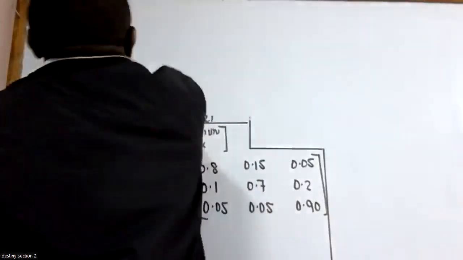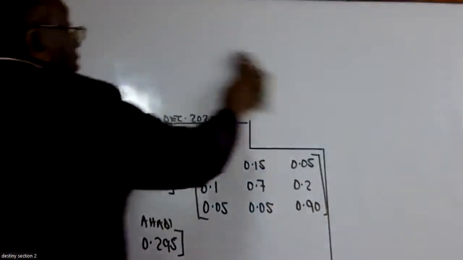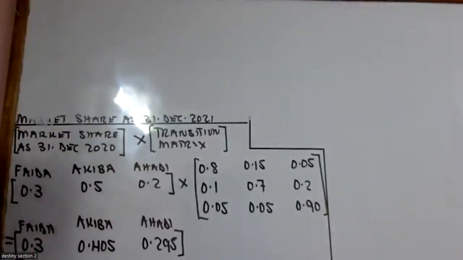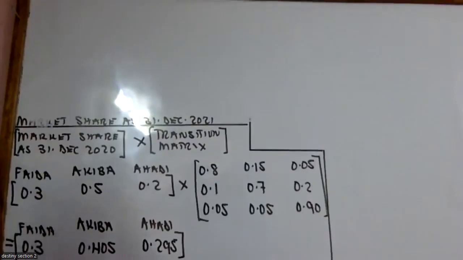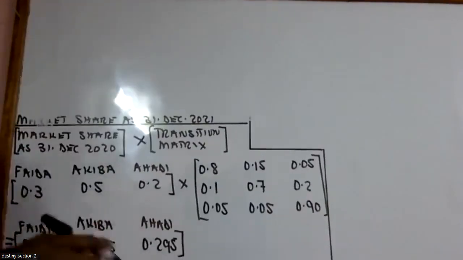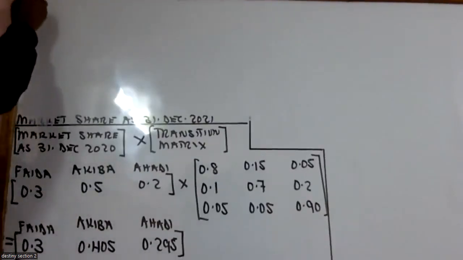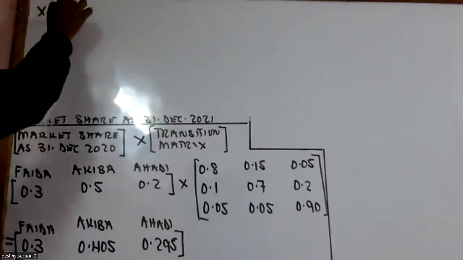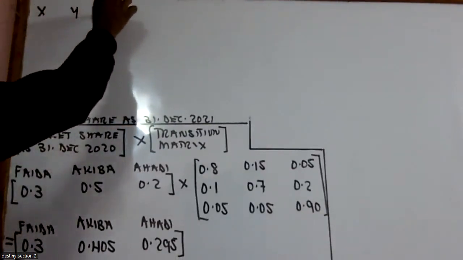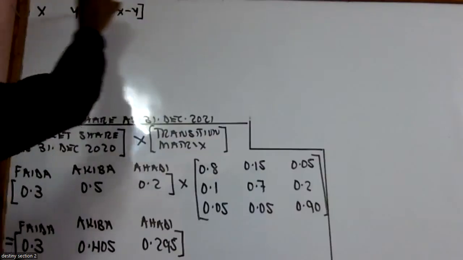Instead of keeping on moving the camera, I can just clear there. Let us write x here, y, 1 minus x minus y.